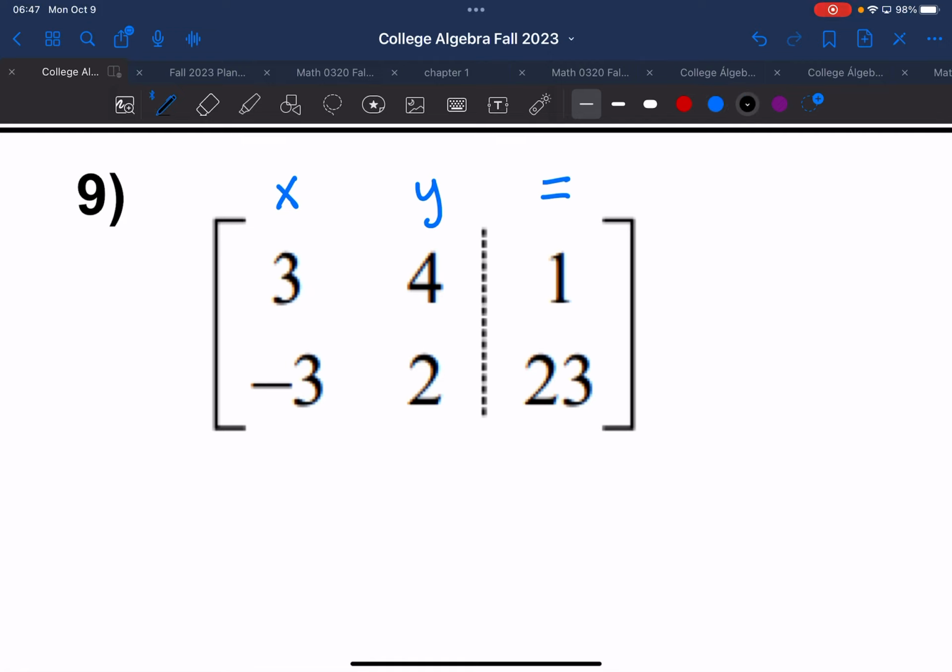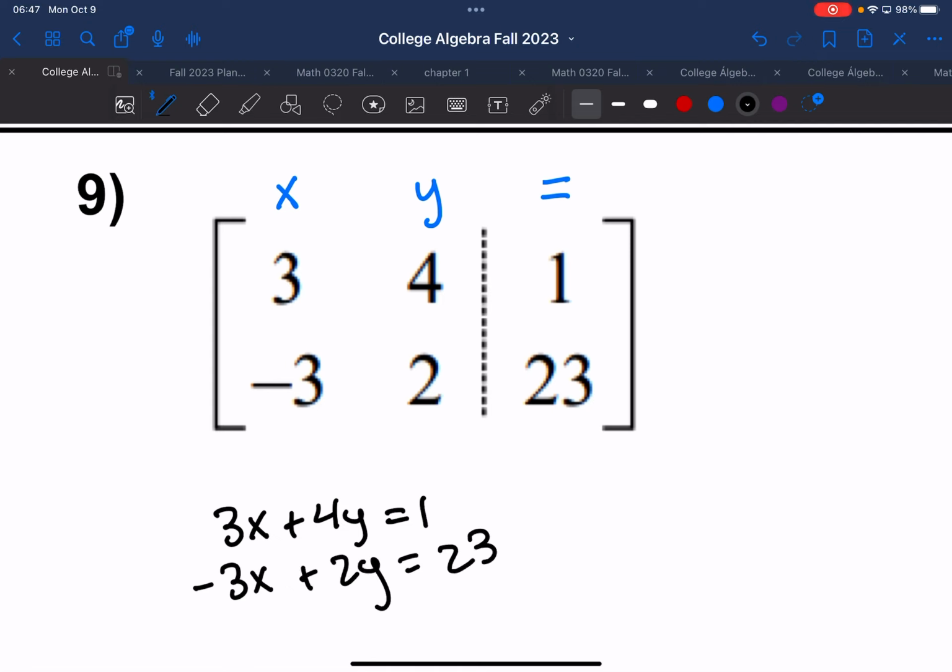So that means our first equation would be 3x plus 4y equals 1. I took the 3, put it in front of the x, the 4, put it in front of the y, equals 1. Put that at the end. So knowing that, what would be our second equation? Good, -3x plus 2y is equal to 23. Those two equations are our answer. We're just turning it from a matrix into a system of linear equations.